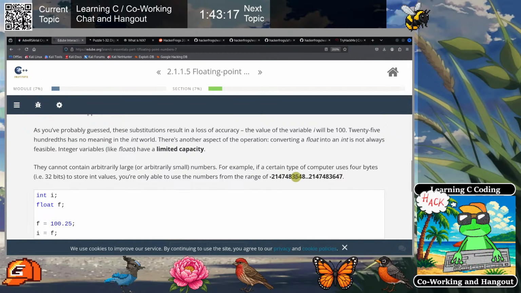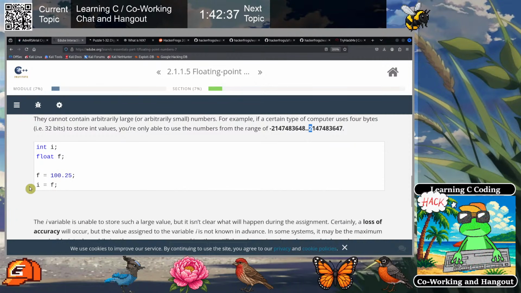For example, if a certain type of computer uses 4 bytes, that is 32 bits, to store integer values, you're only able to use the numbers from the range of negative this really big number to positive this really big number. Let's see if I can puzzle this out. So this is thousands, this is millions, this is billions, and this is trillions. So it's like 2 trillion something? 2 trillion, 147 billion, 483 million, 647.